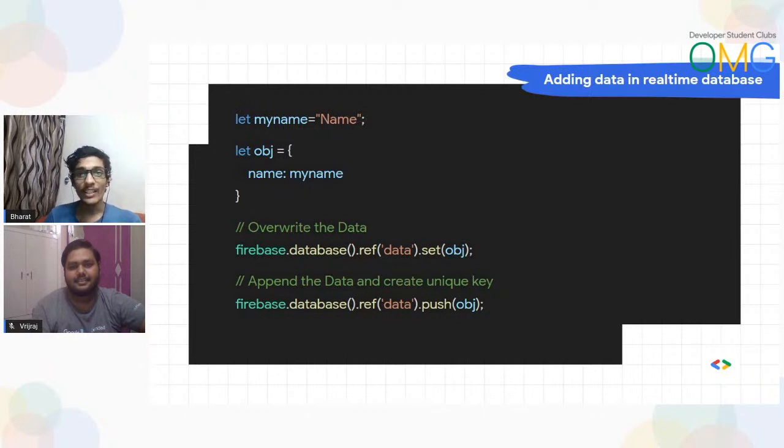There are two methods to insert data in the real-time database: a set method and a push method. The set method will override the data and the push method will add more data. Like in JSON, there is an array and we keep on pushing the data, whereas set will override the existing JSON data. So it is preferred to use push instead of set.